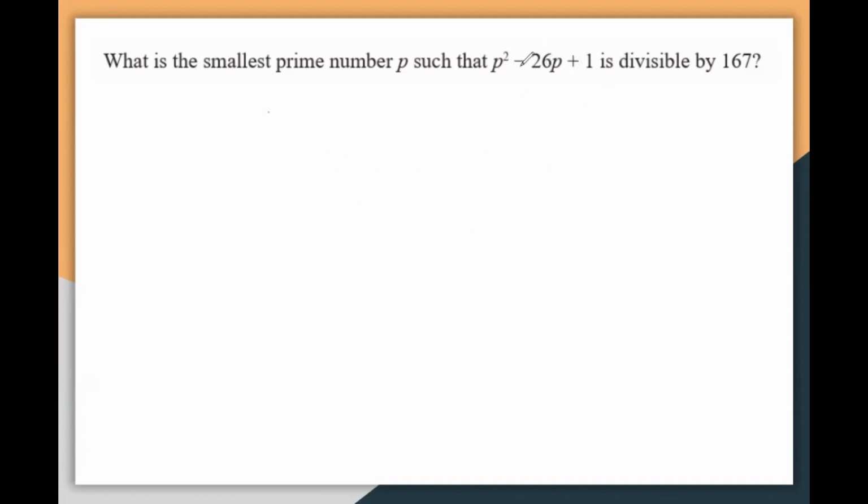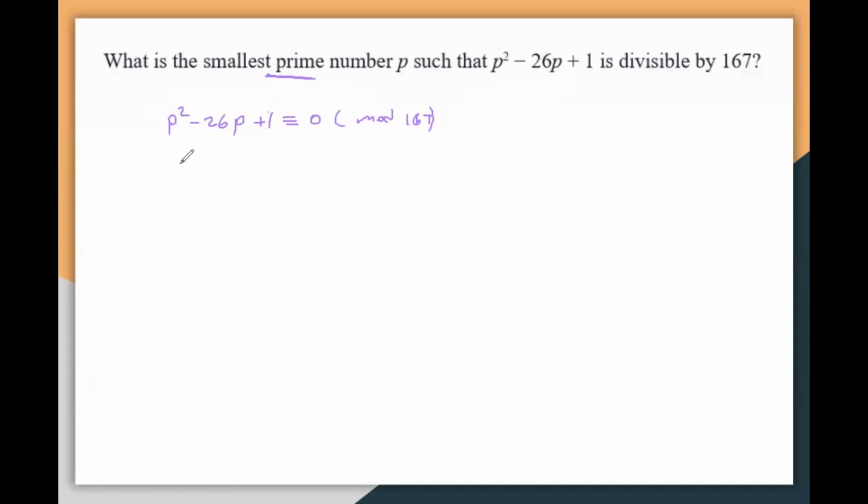But anyway, since we have an even coefficient on the linear term and this is a quadratic, maybe we can complete the square and simplify this part a bit. So what we are trying to do: p squared minus 26p plus 1 should be divisible by 167, so that should be congruent to 0 mod 167. And we want to know the smallest prime p.